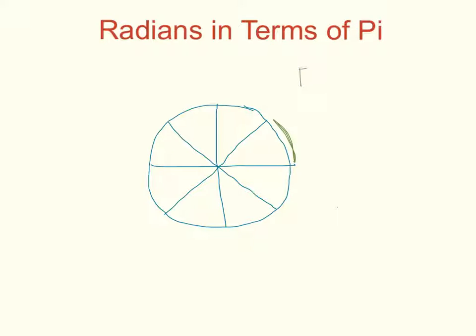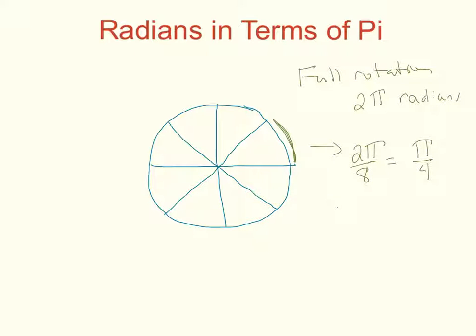In a full rotation, there are 2 pi radians. If we're thinking of decimals, that'd be 6.28. But we're going to do this in terms of pi. So in the full rotation, there's 2 pi. If this full rotation is divided into 8 equal pieces, this one piece will be equivalent to 2 pi divided by 8. If we simplify it, it would just be pi over 4, or you can think of it as 1/4 pi. So that one angle will be representative of pi over 4.